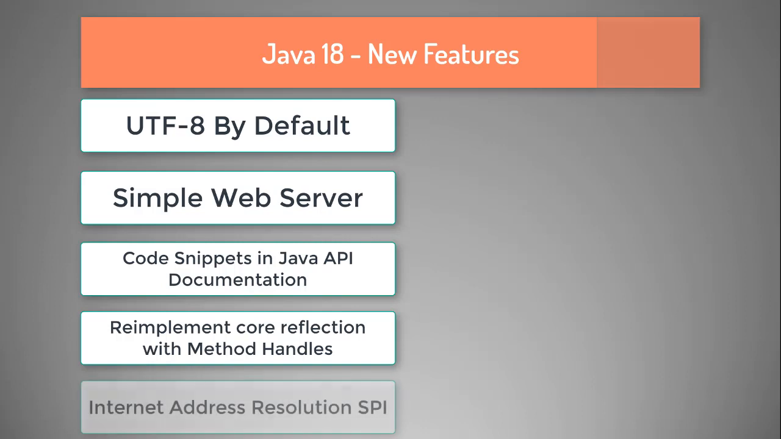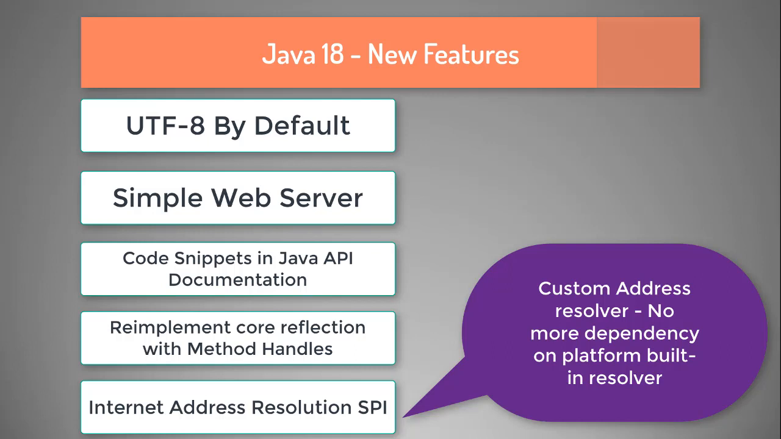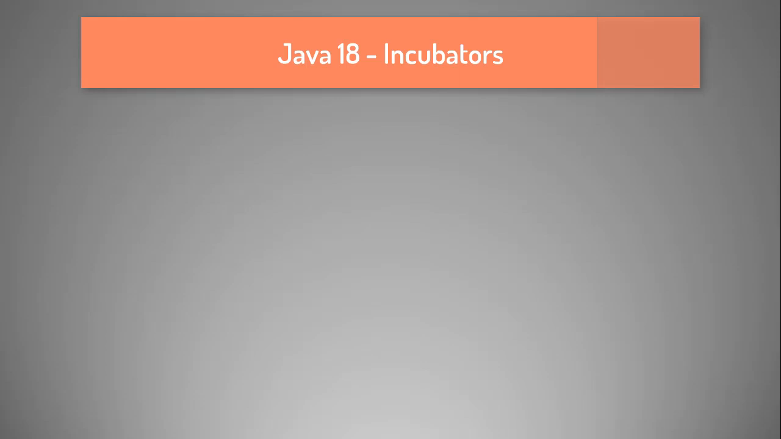Number 5, internet address resolution using service provider interface. So Java 18 no longer depends on the platform built-in resolver for IP address resolution. Now let us come to incubating features. As you know, incubating features are those which are still in development and you should not be using these in your production environment.